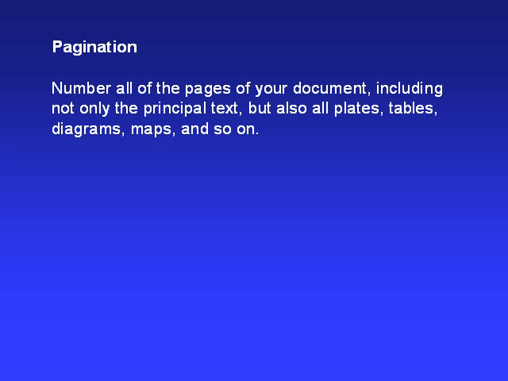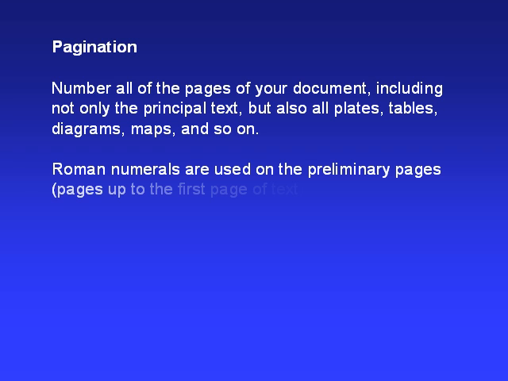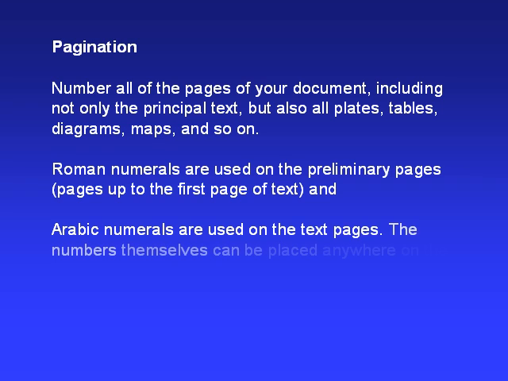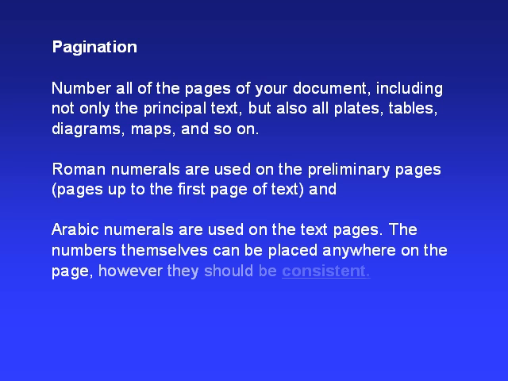Pagination. Number all the pages of your document, including not only the principal text but also all plates, tables, diagrams, maps, and so on. Roman numerals are used on the preliminary pages, which is the pages up to the first page of the text, and Arabic numerals are used on the text pages. The numbers themselves can be placed anywhere on the page. However, they should be consistent.